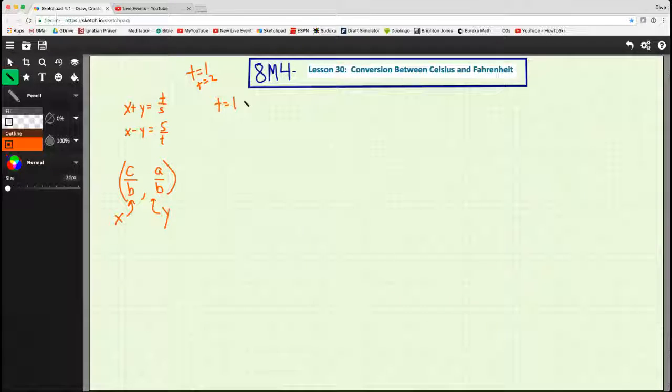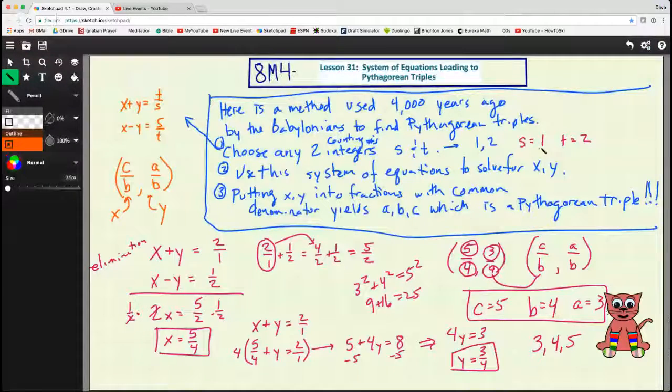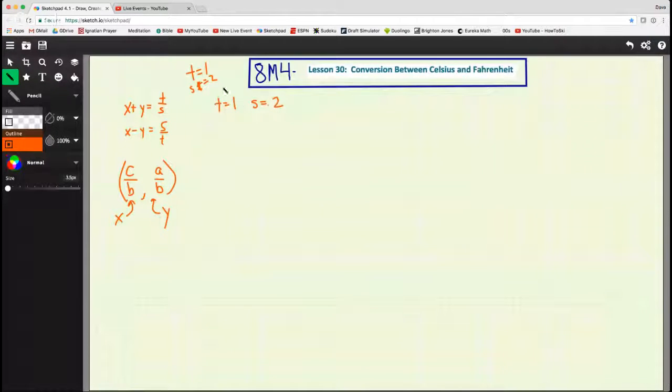T equals 1. Sorry, and s equals 2. So now let's try t equals 1 and s equals 2. Let me make sure. Let's just go back really quick and make sure that's what I did. I had s is 1 and t is 2. So now we'll do s is 1 and t is 3.